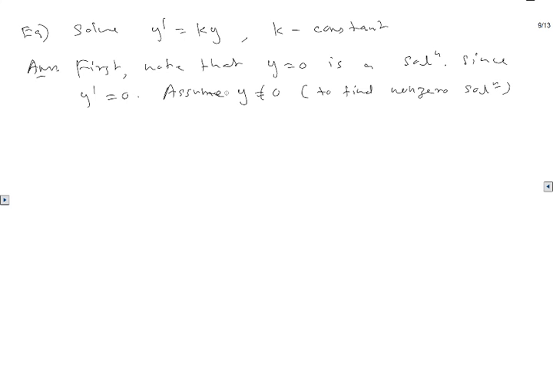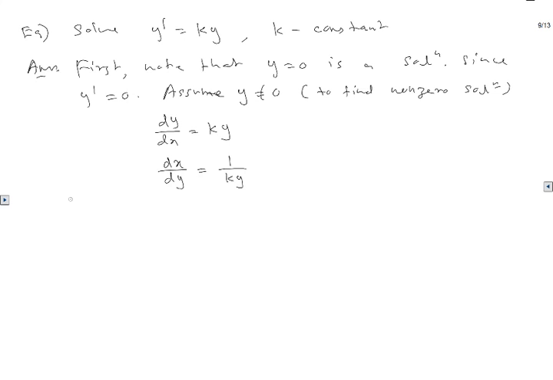If y is not equal to 0, your differential equation is dy over dx equal ky. What we can do is make it upside down. So we can write dx over dy equal 1 over ky.